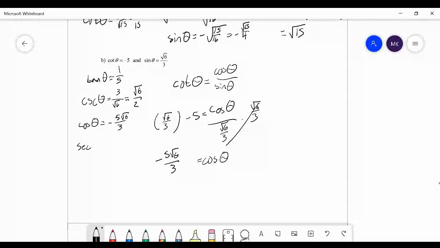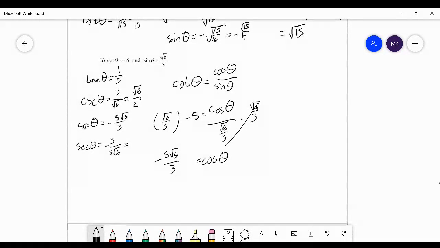So we have that cosine theta is negative 5 root 6 over 3. That means that secant of theta is negative 3 over 5 root 6. If I simplify this whole process, I end up with negative root 6 over 10. And there you have it. We have all of our trig functions now. Okay. So this isn't too bad, right? Utilizing these isn't too scary.